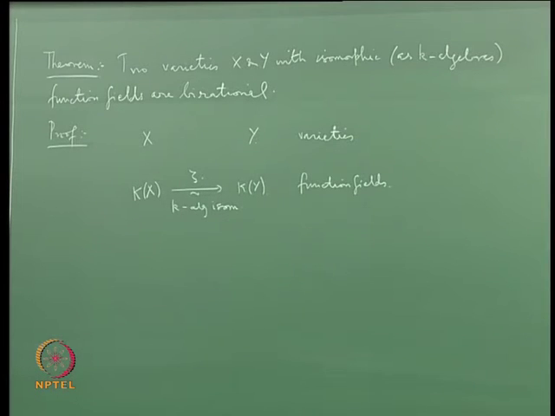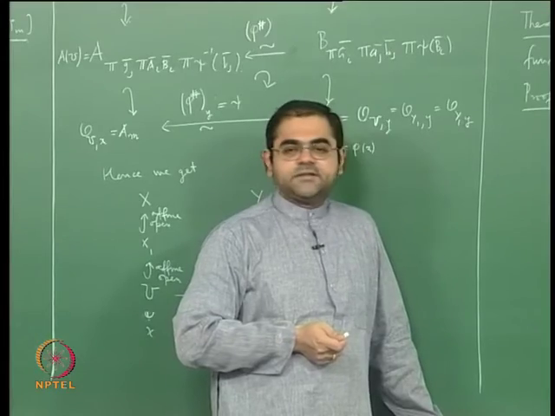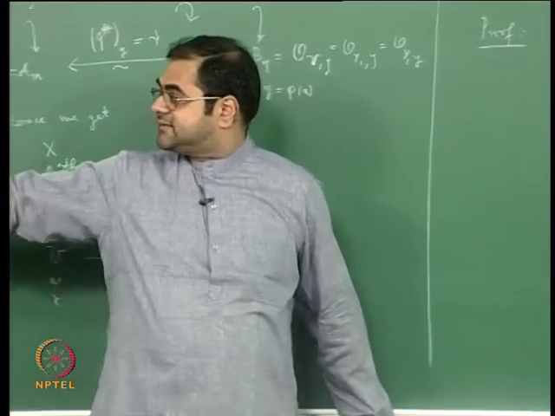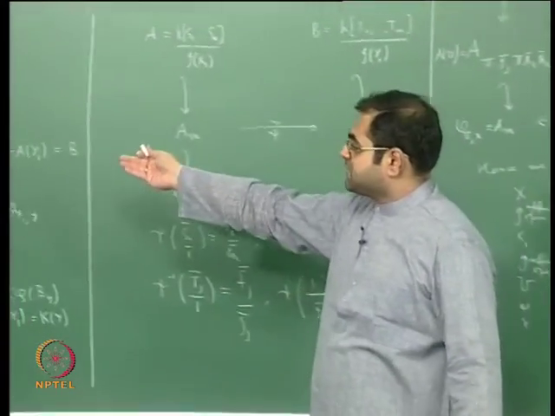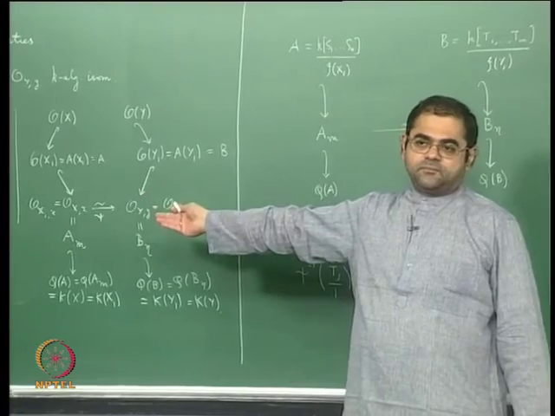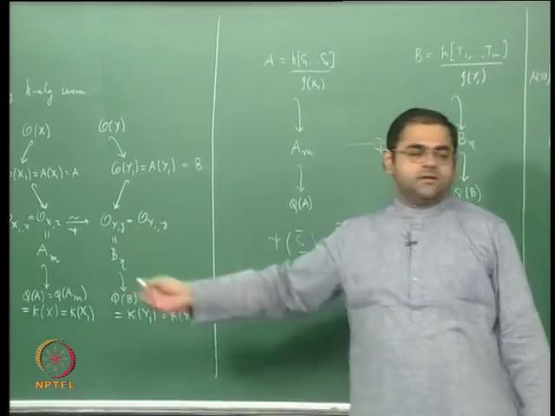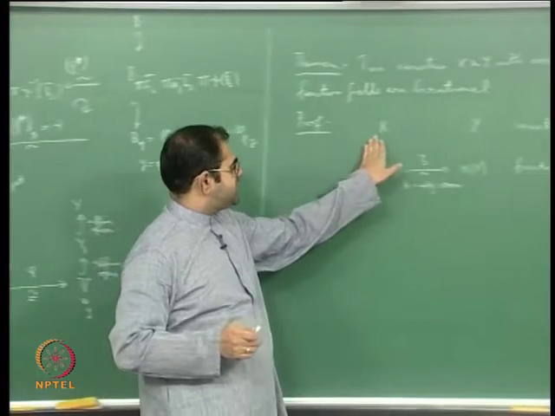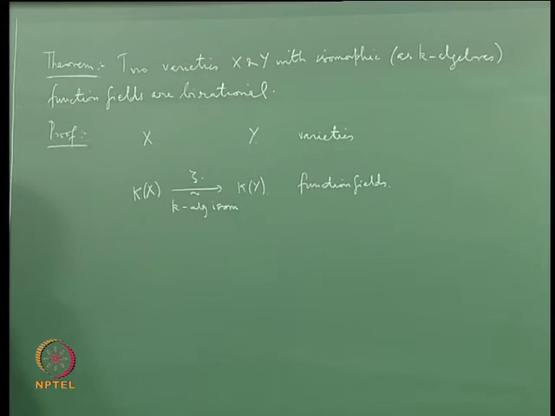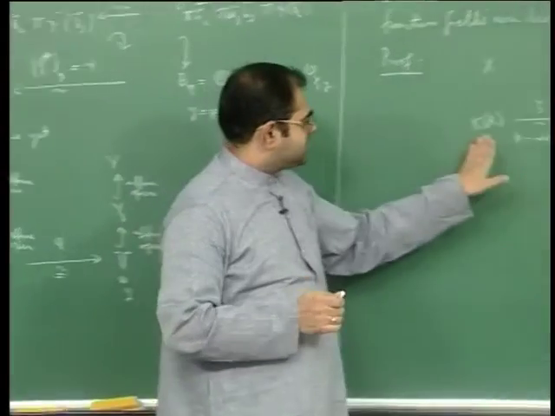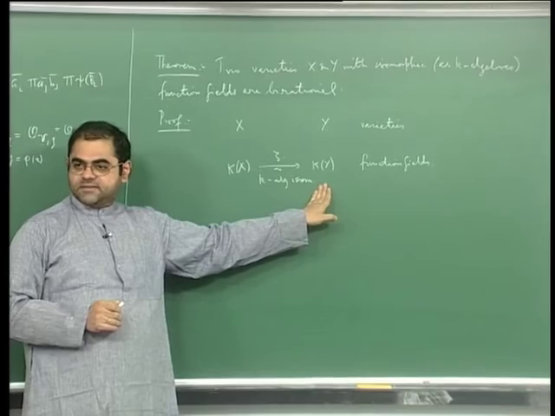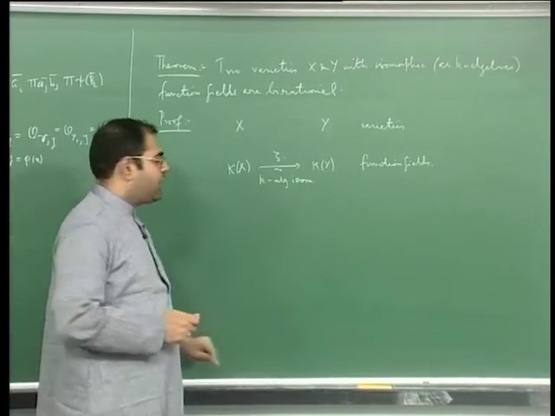And what I want to say is that just as in this case, when you have an isomorphism of local rings, you are able to cook up two open sets where they are isomorphic, you can also cook up open sets here and here where the two varieties are isomorphic. Just an isomorphism at the function field level is enough. And how do you do that?